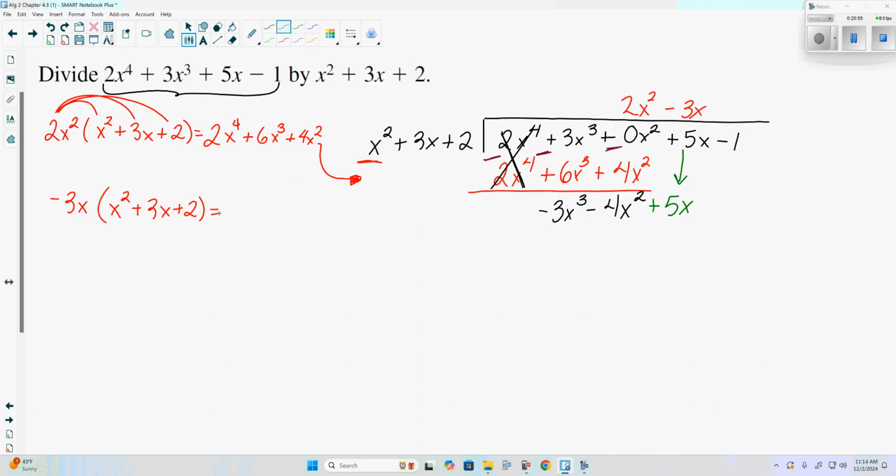And we're going to multiply through again. So the first thing we're going to do is negative 3x times x squared, which lo and behold does give us negative 3x cubed, because our negative 3 times the 1 is negative 3. X times x squared is x cubed. Negative 3x times 3x will be negative 9x squared. And lastly, negative 3x times 2 is negative 6x.